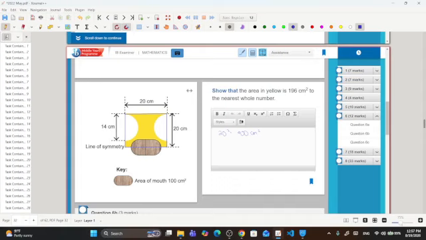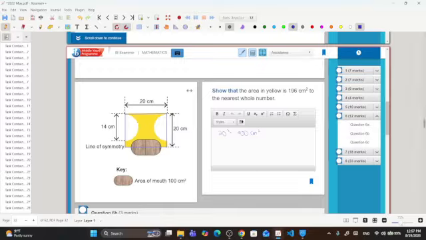We have to find the area in the yellow region. Hmm, how do we do it? We simply have to remove the two semicircles and the area of the mouth.